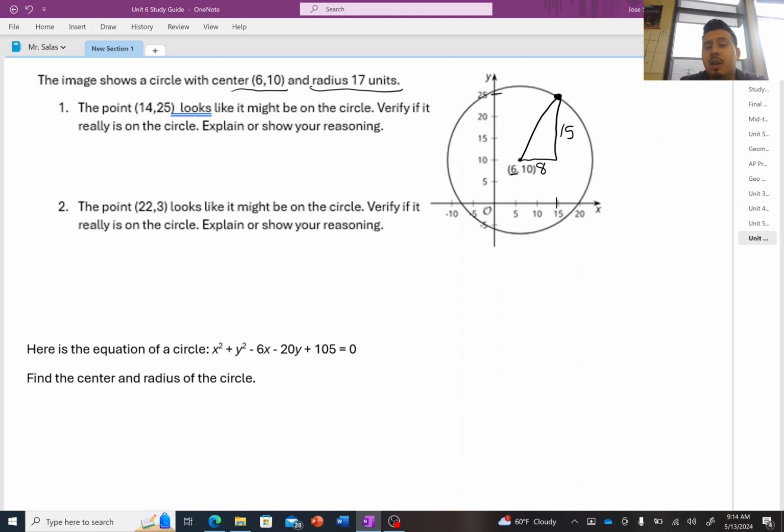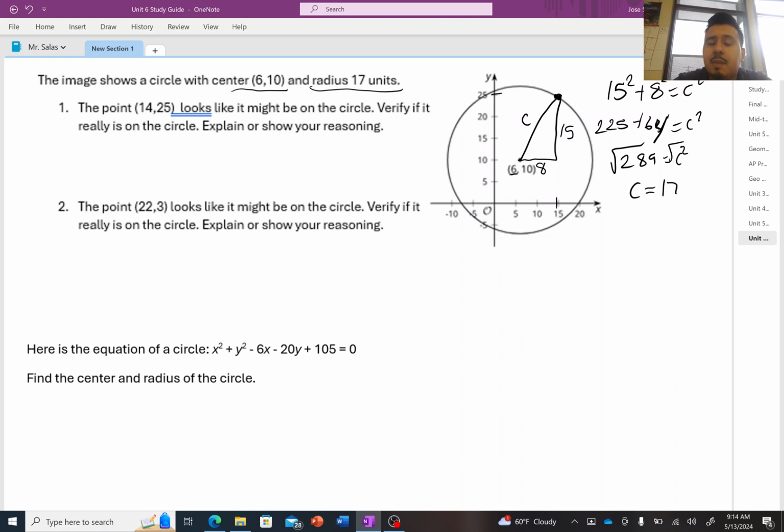So from right here, I can do the Pythagorean theorem. In this case, we have 15 squared plus 8 squared is equal to c squared. We're trying to figure out what this c value is, right? So it's 225 plus 64 is equal to c squared. This gives me 289 is equal to c squared. I take the square root of 289 and I get that c is equal to 17.